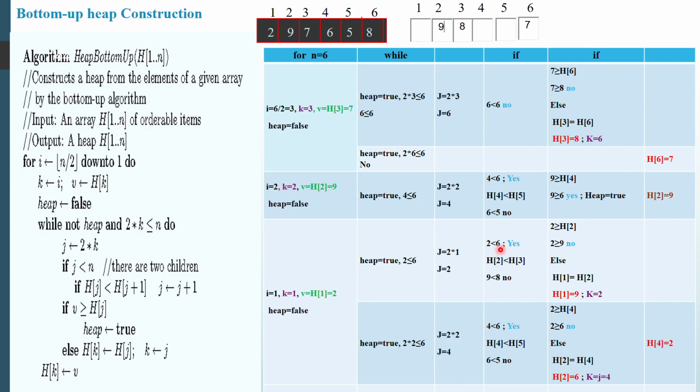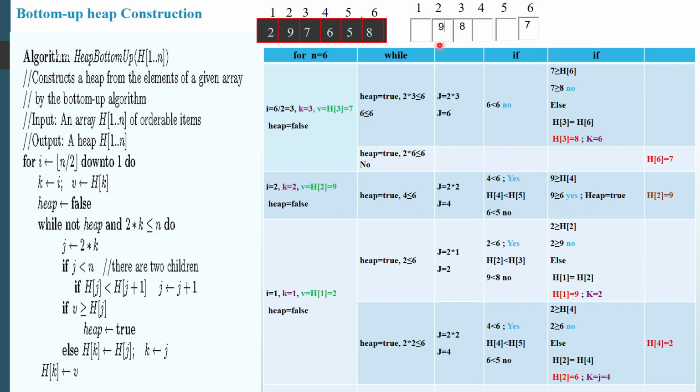So 2 is less than 6, the condition is true. If the condition is true, then you have to check for H of j. What is the j value now? 2. H of 2 is less than H of j plus 1, which means 2 plus 1, it is 3. H of 2 is less than H of 3 here.